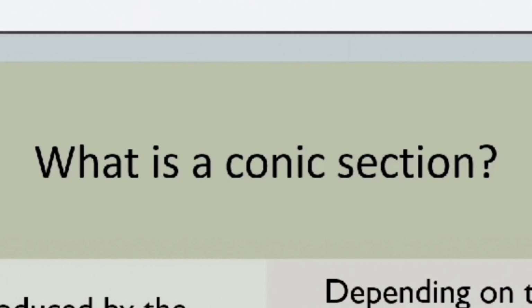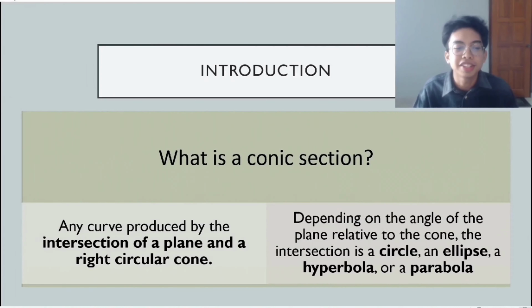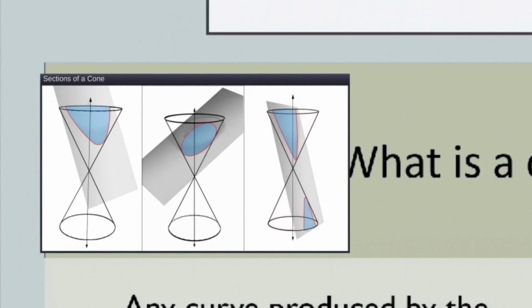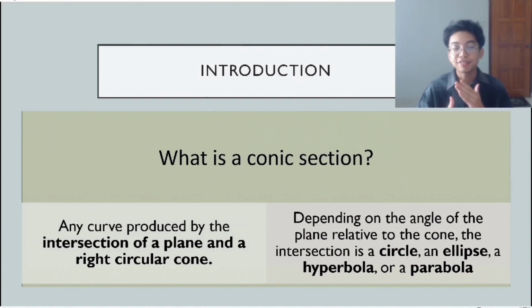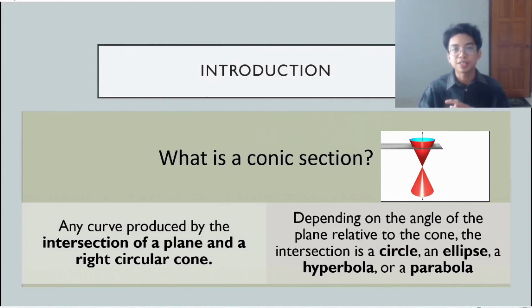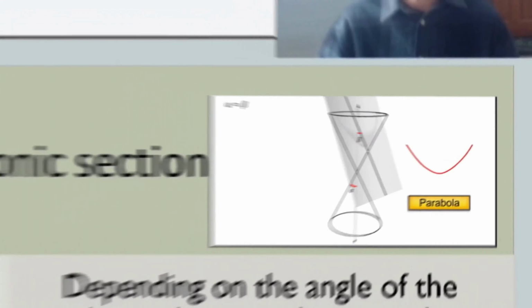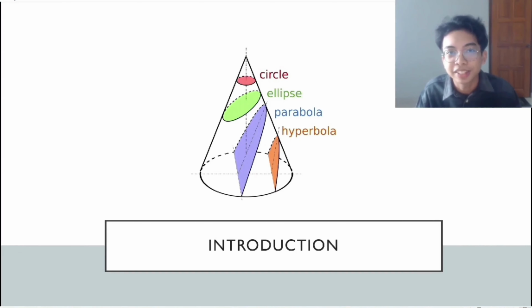So, what is a conic section? Conic sections are basically any curve produced by the intersection of a plane and a right circular cone. Now, depending on the angle of that intersection, you might get four different shapes, which are circle, ellipse, hyperbola, and parabola. Now, this is a diagram to more visually represent what I just said.